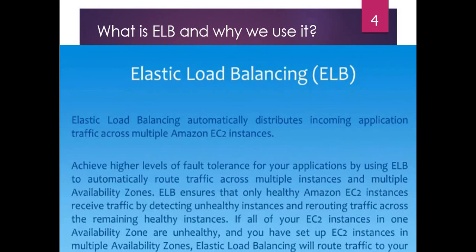If all of your EC2 instances in one availability zone are unhealthy, you have to set up EC2 instances in multiple availability zones, and the ELB will route traffic to your healthy EC2 instances which are running in another availability zone.